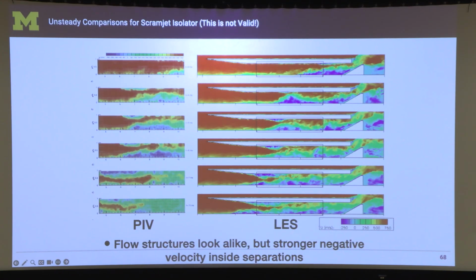And what this sequence of pictures tells you is that there's a feature, and if you look carefully, that's the blue region. The blue region tells you there's a negative velocity. Those are the recirculation zones. And as this simulation progresses, from the top to the bottom, that negative region starts to become more and more important in this field. Okay?